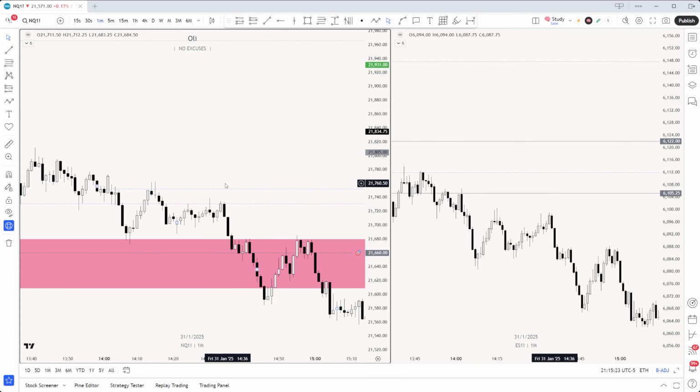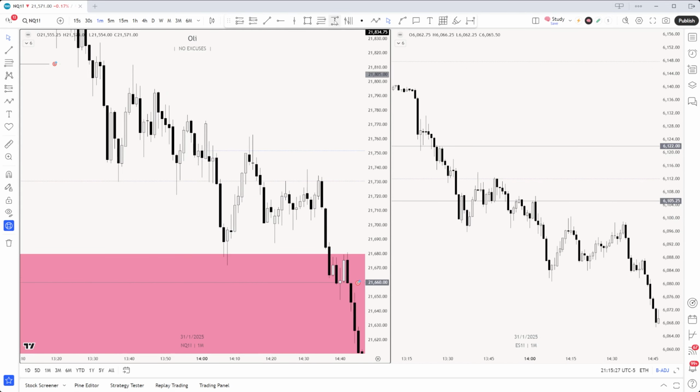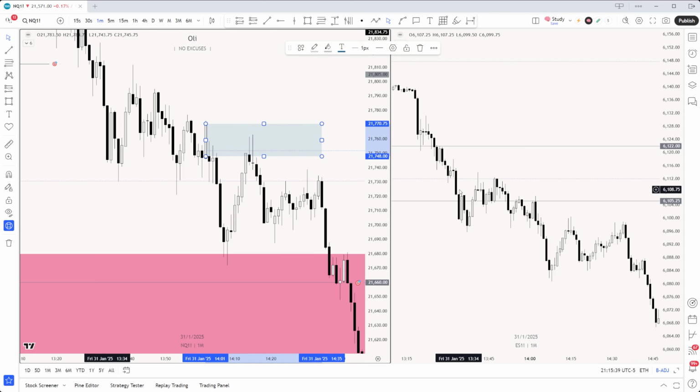That is a weird candle. What the fuck? All right, guys. Sorry. Is that a distress? Wow. Okay. So this is the close, and this is the opening of the next candle. That is a hell of a gap to be having on a 1 minute candle.